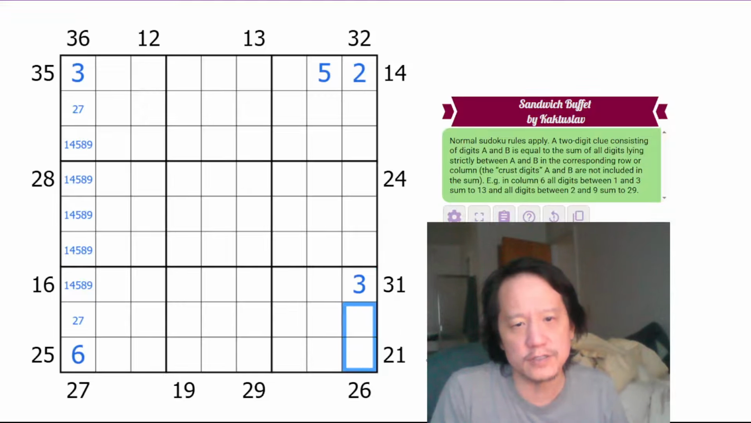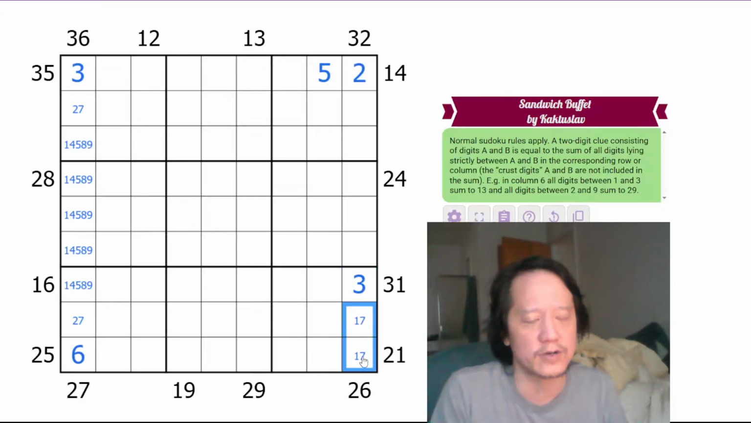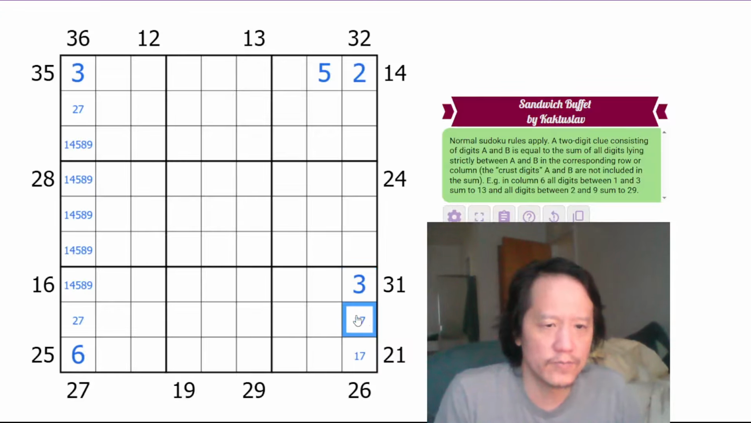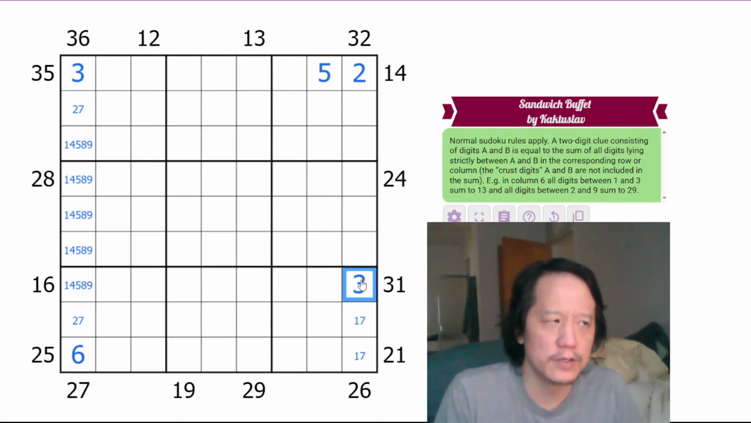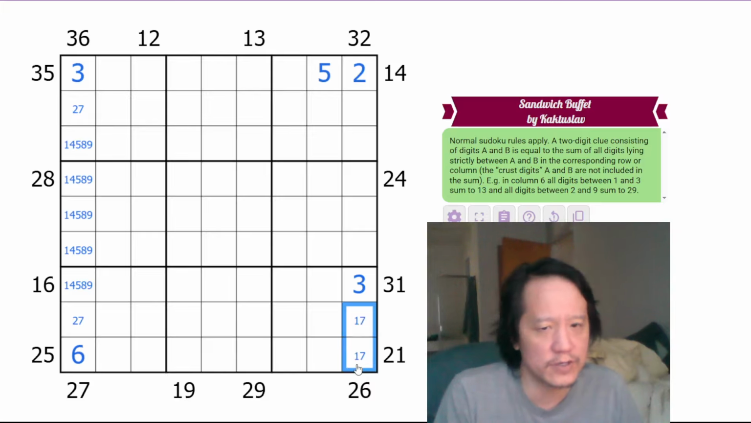So then this has to be either 1, 7. Can't be 2, 6. It cannot be 3, 5. So this has to be 1, 7 here. Interesting. Right? Because what's in between here must add up to 32. So this is 32 plus 2 and 3 is 37. That makes 45 minus 37 is 8. And it has to be 1, 7 here.